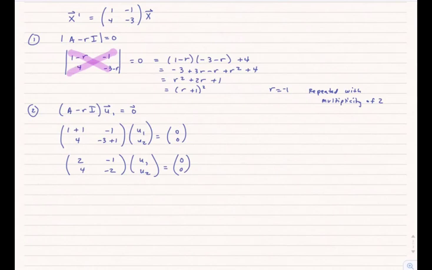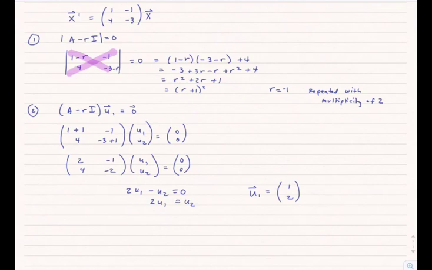In this case, I think it's very easy to see that the first row and the second row are in fact linearly dependent. If I took the first row and multiplied it by 2, I would get the second row. So it doesn't matter which of these rows I use, but I usually use the first one. Let's go ahead and find the relationship between u1 and u2. When I multiply the 2, -1 times the u1, u2, this is the equation I get. And then this leads to the following eigenvector.